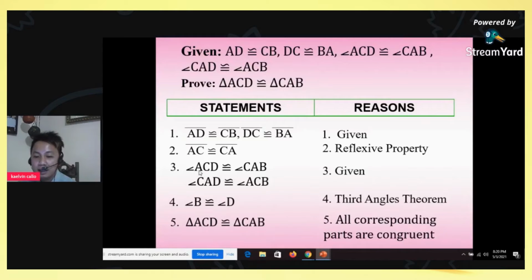Number 3, angle ACD is congruent to angle CAB, and angle CAD is congruent to angle ACB. That is given. Number 4, angle B is congruent to angle D because of the third angles theorem. Therefore, the two triangles, triangle ACD and triangle CAB, are congruent because all corresponding parts are congruent.